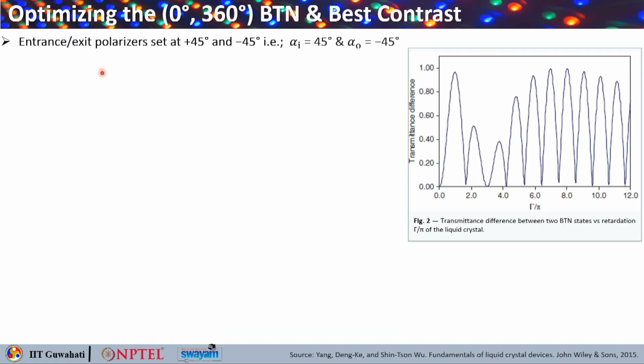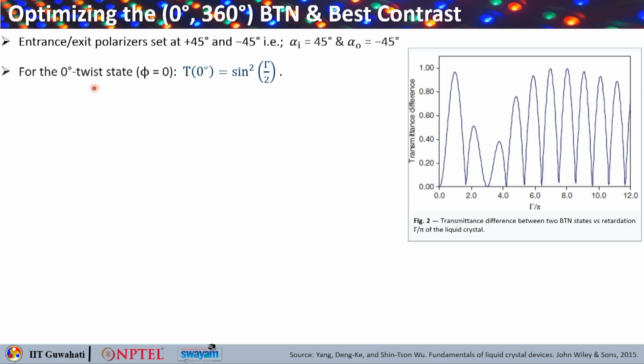So let's see how we can optimize this 0 360 degree BTN and obtain the best contrast. You can set the entrance and exit polarizers at plus 45 degree and minus 45 degree. That means you can set alpha I as 45 degree and alpha O as minus 45 degree.